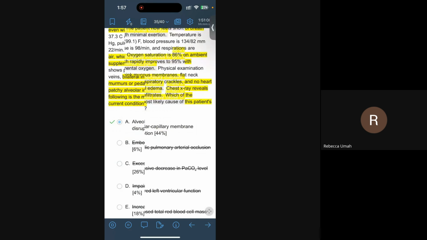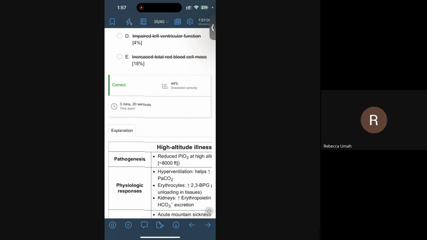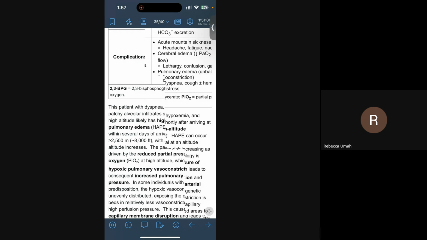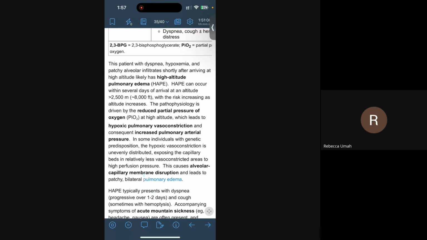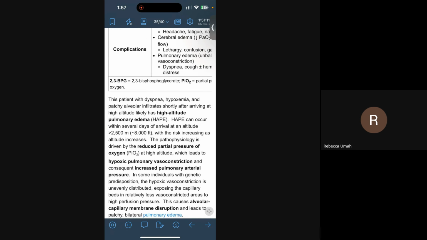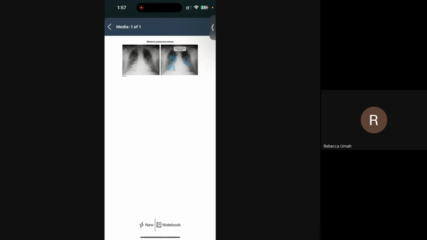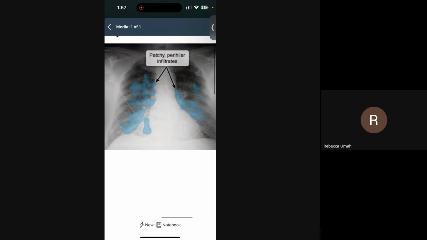Okay, due to the high altitude, you are going to see an unbalanced hypoxic vasoconstriction leading to dyspnea, cough, and respiratory distress, and that's going to lead to increased pulmonary arterial pressure. Okay, let me see the photo here. This is the photo. Patchy perihilar infiltrates.